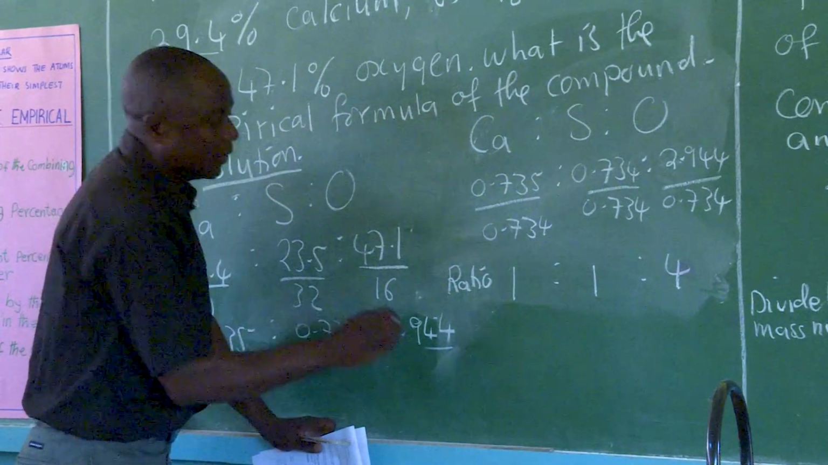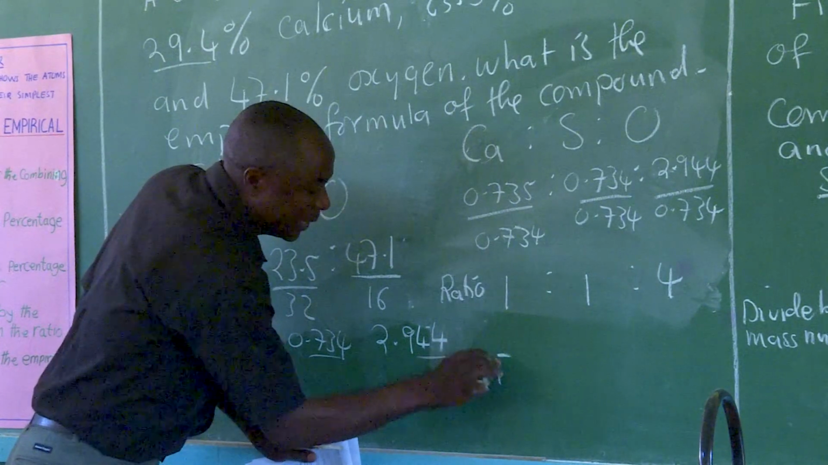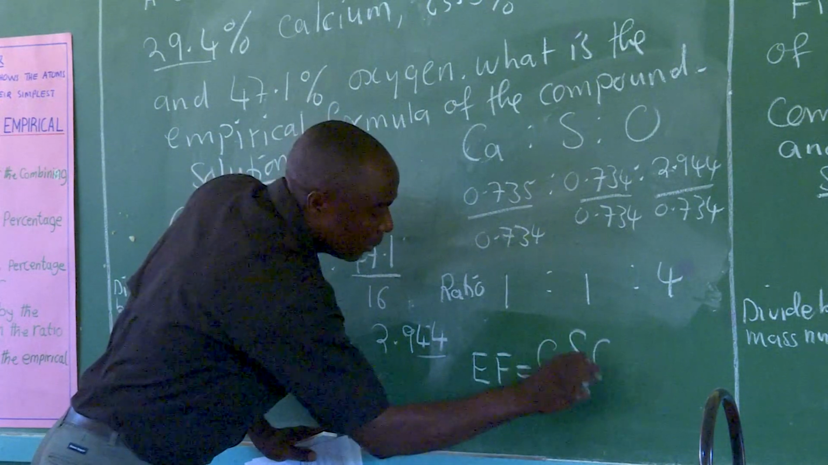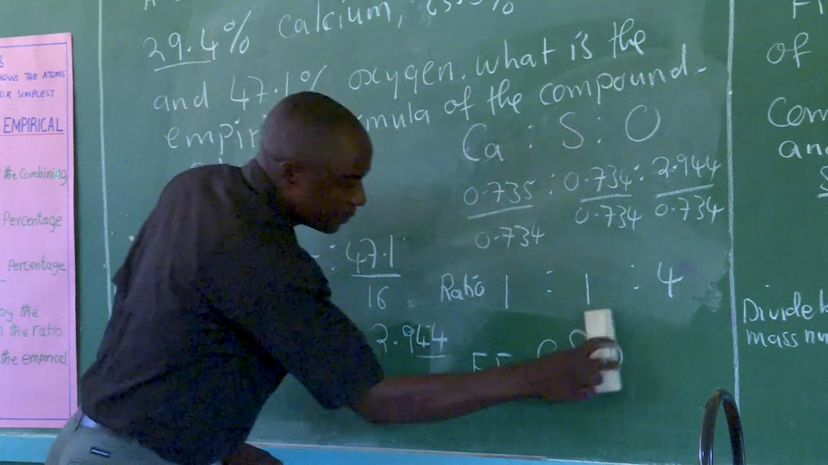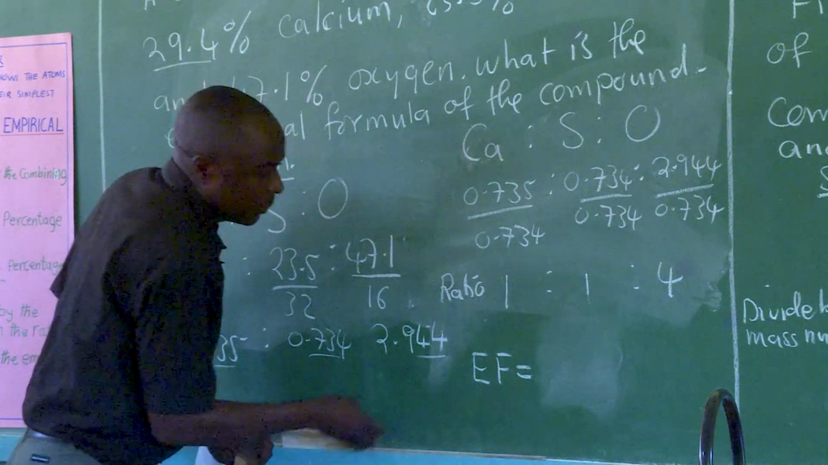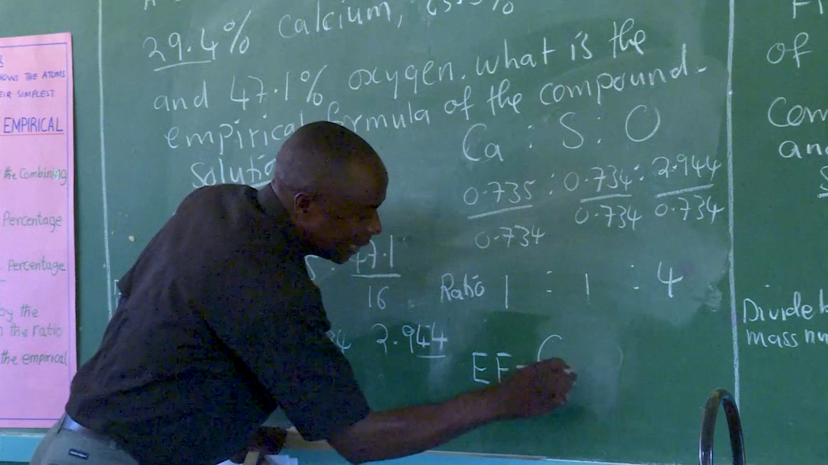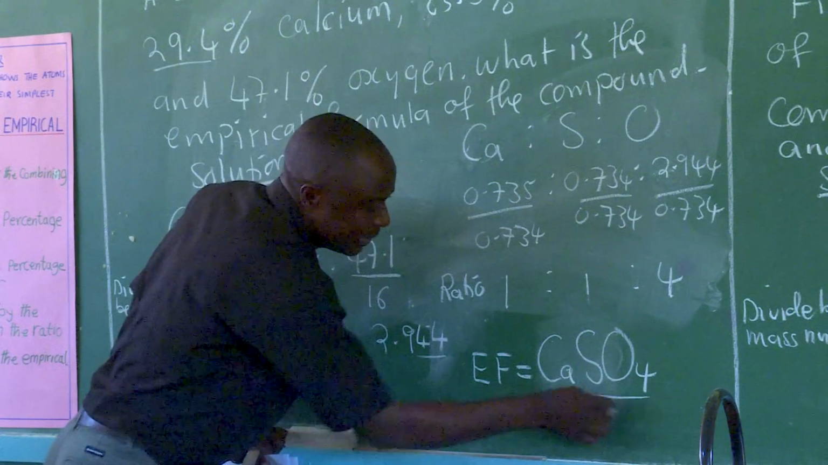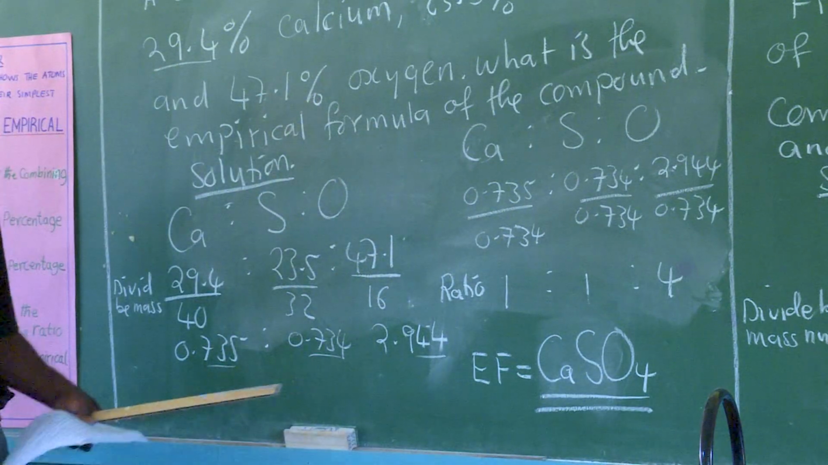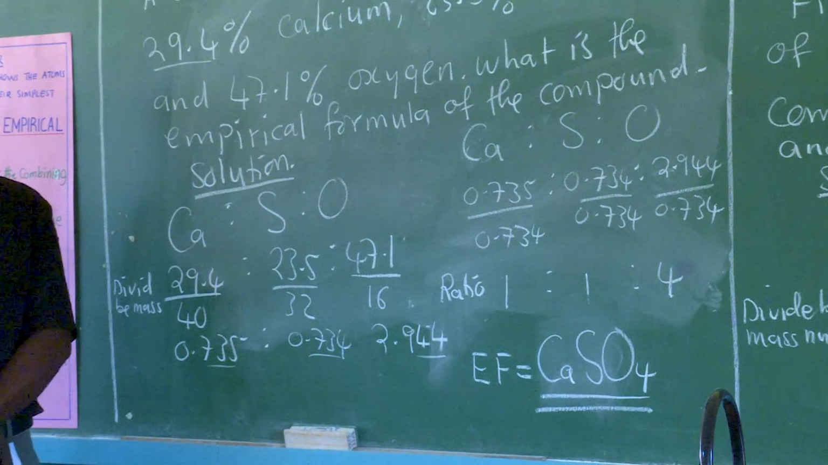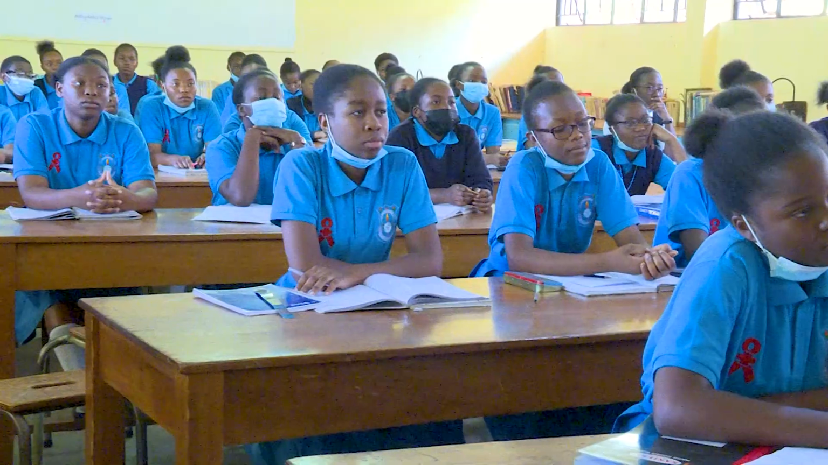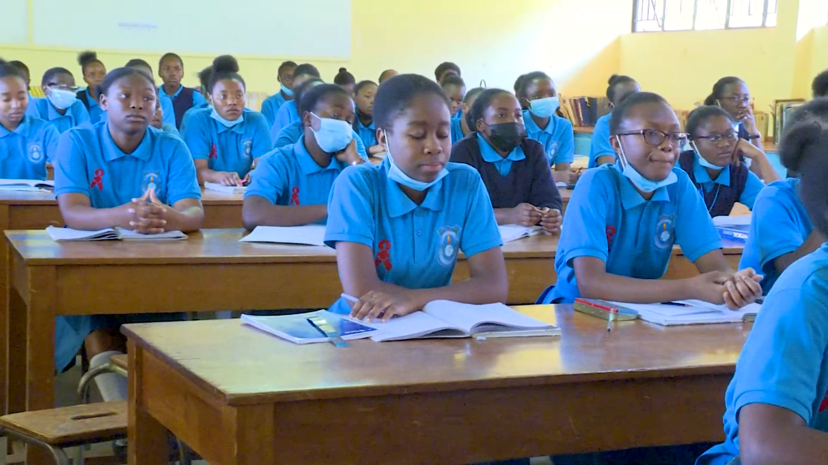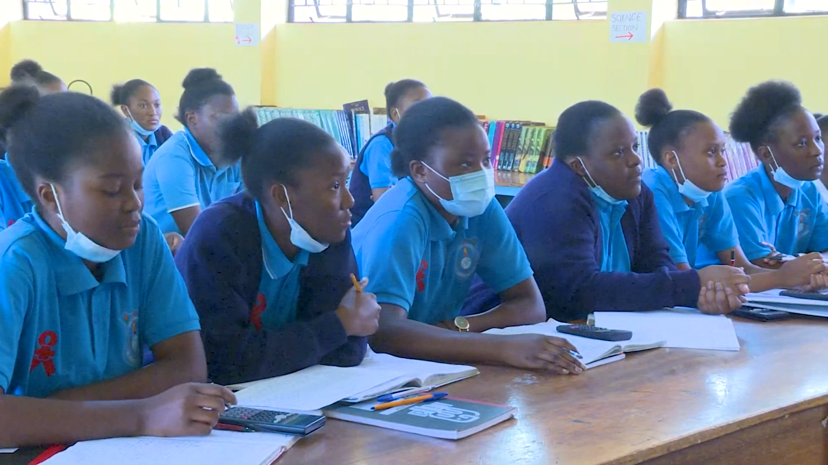Of oxygen. So finally, the empirical formula will be calcium, sulfur, oxygen 4, which is calcium sulfate. That is calcium sulfate. This is how we can find the empirical formulas of different compounds by following these simple steps. Any question? We are okay.